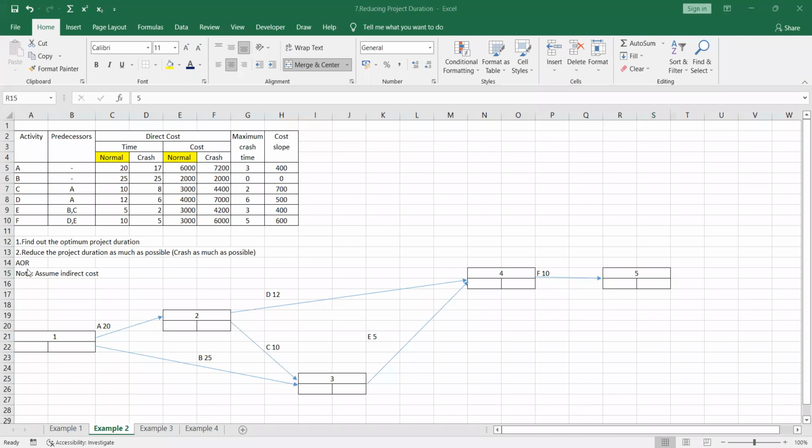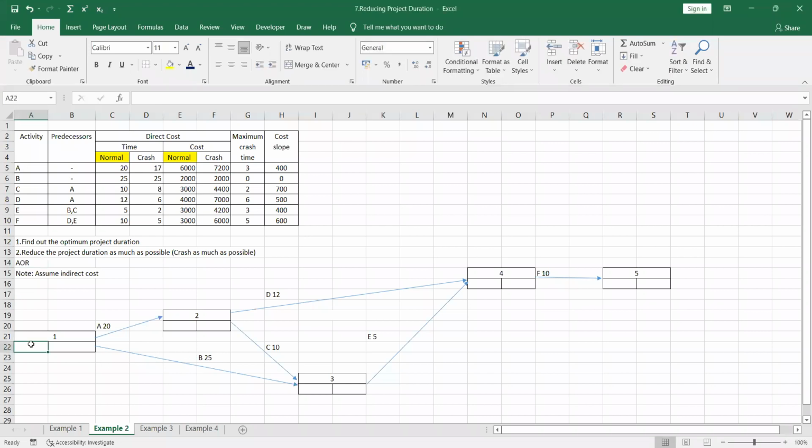So I am telling you to use the activity on arrow approach. Please make sure that instead of drawing boxes here, you draw circles. In the examination, if I ask you to draw the activity on arrow approach, please make sure to use circles. Now I am going to fill this in and find out the critical path.